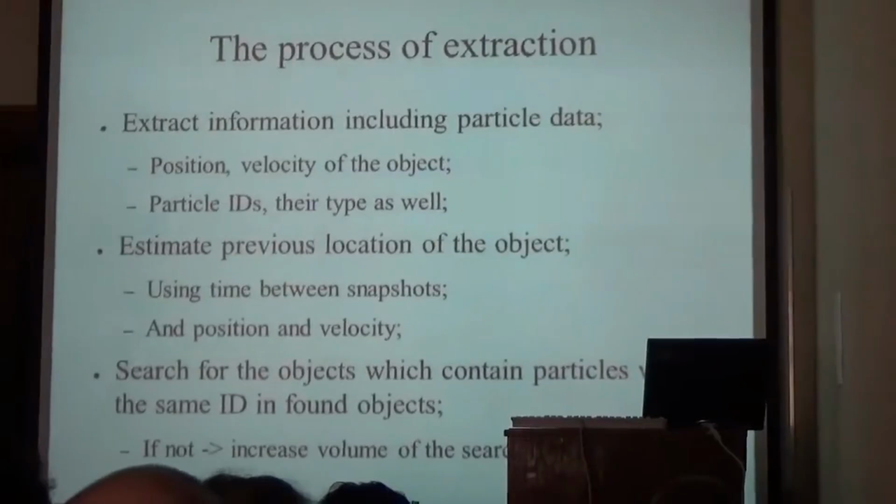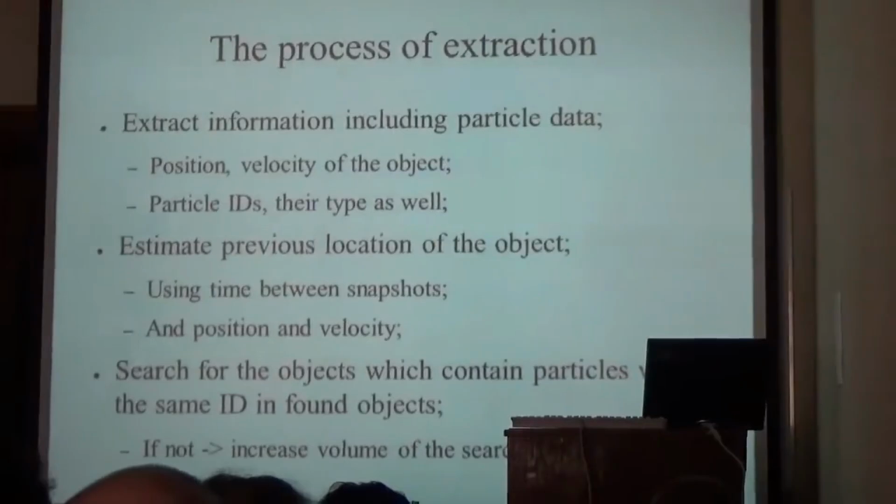So basically, we took the objects at redshift 0, we took their position, velocity, particle IDs, and type of the particles present in the object. After that, we took the information about the time interval between the snapshots, and within that time interval, we tried to calculate simply where the object would be in the previous snapshot. Then we would go into that small part of the simulation volume, and try to find the objects which had the same particle IDs as the previous object.